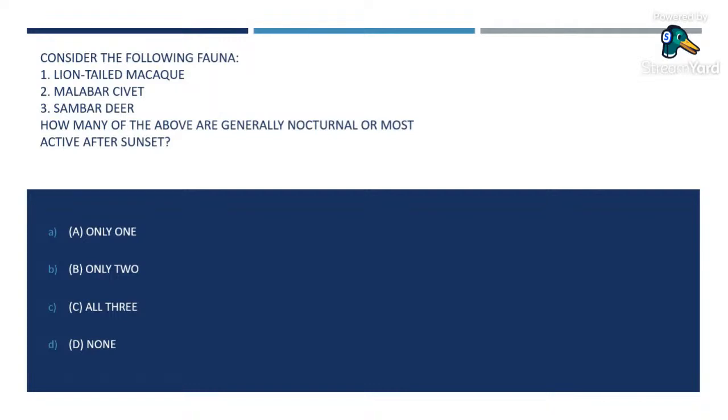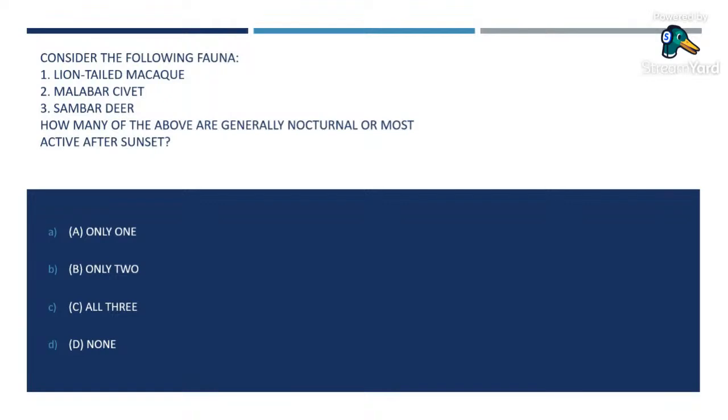Now let us see the options one by one. The sambar deer. The elusive sambar deer are nocturnal animals, as they are most active at dusk and at night. They are found in a broad range of forest habitats like dry deciduous forests, rainforests, and mixed forests. These deer play an important role in the ecosystem by dispersing seeds through their native range.